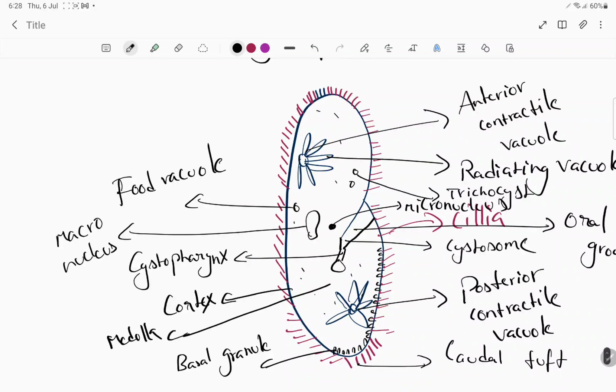Paramecium is an aquatic and actively moving organism with a locomotory structure called cilia. Its body is covered by a protective pellicle. The digestion is intracellular, occurring inside the food vacuole. The ciliates have a specific cell organelle called cytosome, and a gullet called cytopharynx. Some are parasites also, like Balantidium.